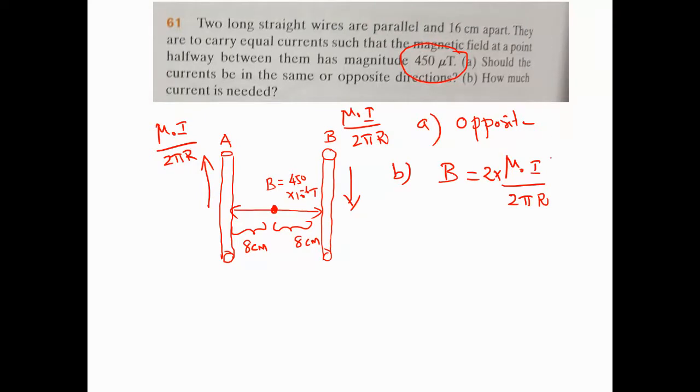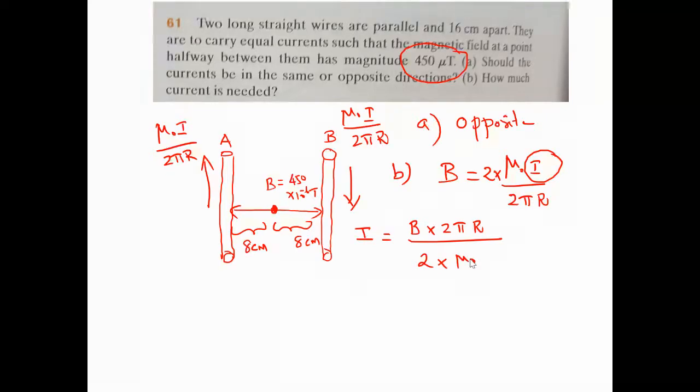Okay. Now what are we going to find? Current. So please rearrange this equation. So what will you get? Therefore, my current I is exactly equal to B multiplied by 2 pi r divided by 2 multiplied by mu naught. Am I right? Yes.